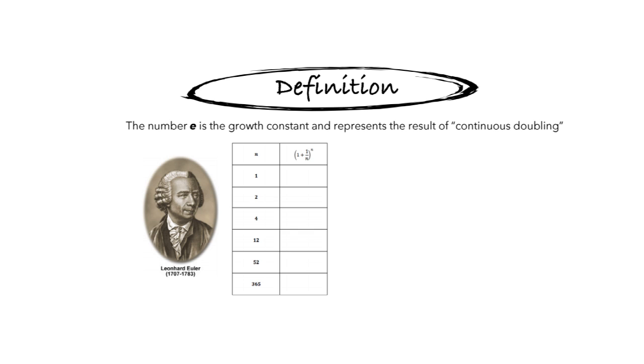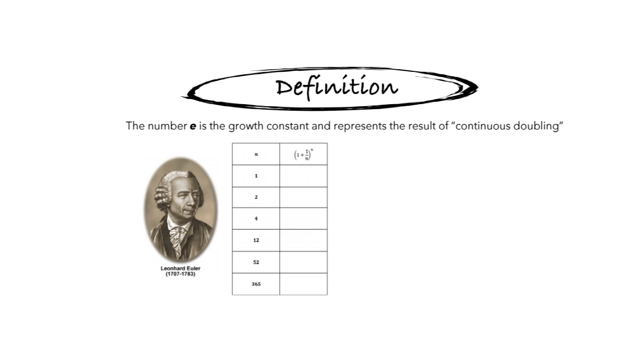Leonhard Euler, who lived in the 18th century, is one of the greatest mathematicians in history. He is also considered one of the most prolific, as all of his work fills over 92 volumes, more than anyone else in all of mathematics. He's actually so incredibly important that he has 2 numbers named after him. One of those numbers is the number e. e is the growth constant, and it represents the result of continuous doubling.